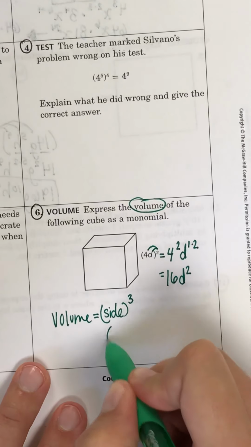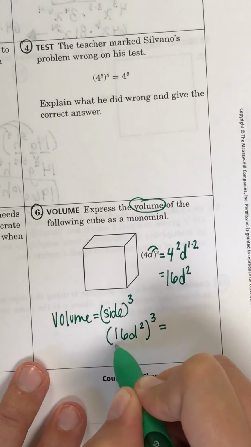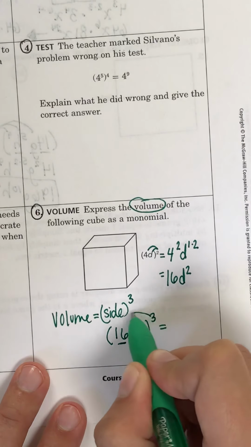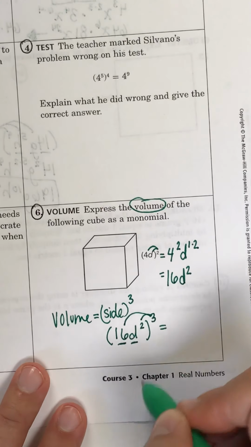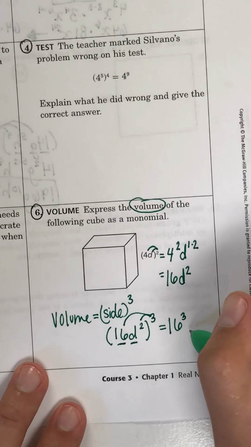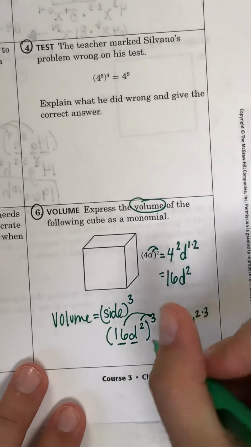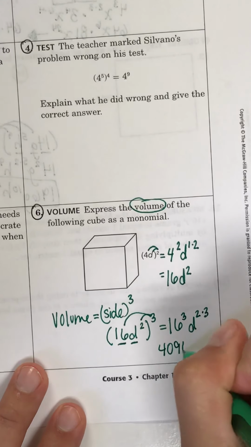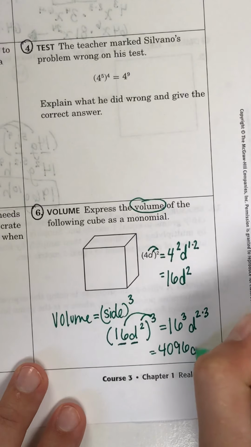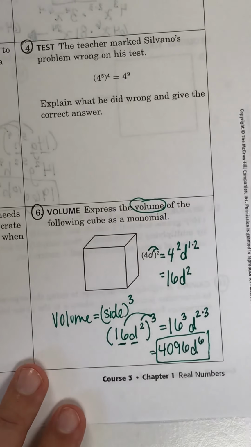So I'm going to take my side, which is 16d to the second power, and distribute in to each of my bases the exponent of 3. 16 gets raised to the third power. D has an exponent, so you have to multiply 2 times 3. And when you simplify, 16 to the third power is 4,096. D, 2 times 3 gives me 6, and that would be my final answer.